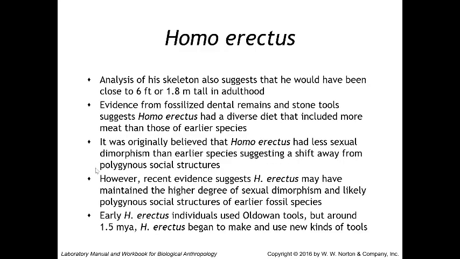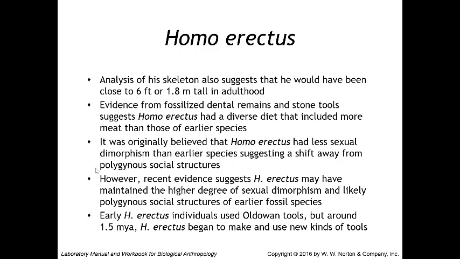Analysis of his skeleton also suggests that he would have been close to about 6 feet or 1.8 meters tall if he had grown into adulthood. Evidence from fossilized dental remains and stone tools suggests that Homo erectus had a diverse diet that included more meat than those of our earlier species.